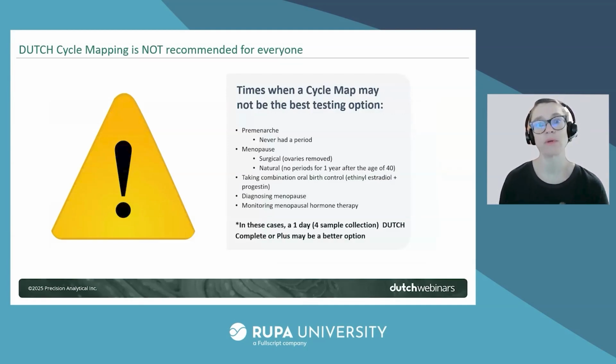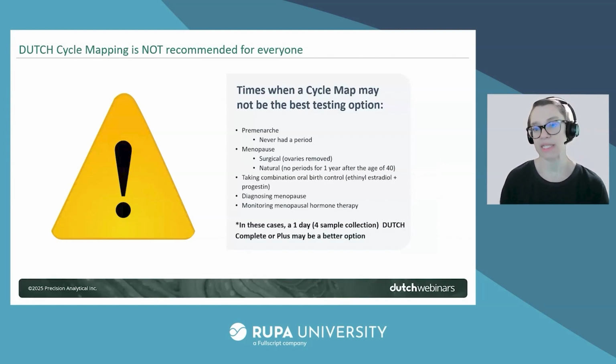So if they're not having hormonal cycles, we don't necessarily need to capture a multi-day test. So for our younger patients that have never had a menses, as well as for our older patients that have gone through menopause, either because of surgical menopause with the ovaries removed or natural menopause later in life. Additionally, patients that are on an oral contraceptive, those are suppressive and there's no longer usually ovarian hormone production. So we wouldn't necessarily need to look at a cycle map, even though they are having a bleed. And then we wouldn't use it to diagnose menopause, and we wouldn't use it to monitor hormone therapy either.